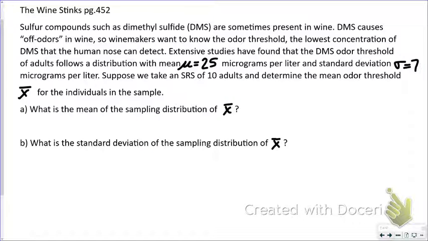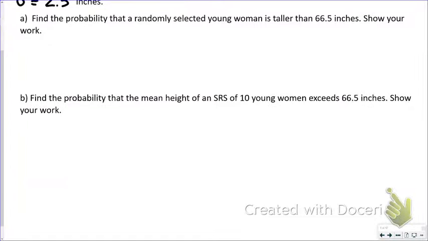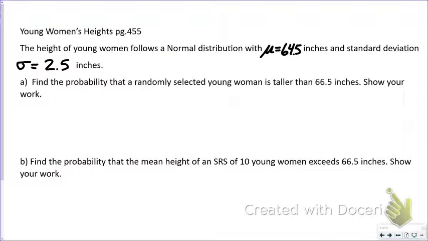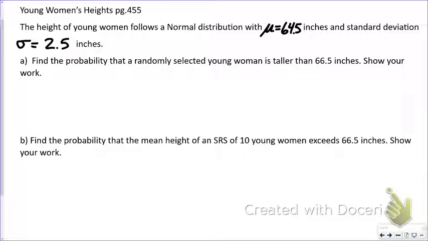The next problem, we didn't get all the way through in class. We started it, so I'm just going to start it and we'll see what the timer's at when we finish. I think I asked part A last semester. This looks very familiar. Heights of young women are normally distributed with a mean of 64.5 and standard deviation 2.5. What's the probability that a random woman is taller than that? And look at part B.